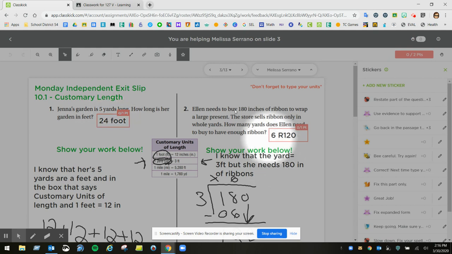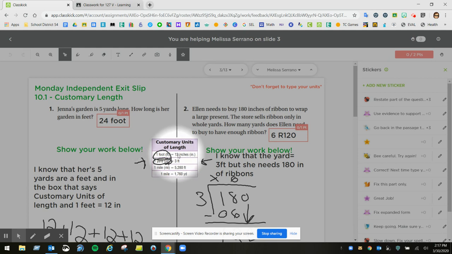Now over here, Ellen needs to buy 180 inches of ribbon to wrap a large present. The store sells ribbon only in whole yards. How many yards does Ellen need to buy to have enough ribbon? Looks like we're going from inches to yards. So we have it in inches. We want to figure out how many yards that is. Well, I see inches, but it doesn't tell me how many yards that is. It looks like I need to go from inches to feet, and then from feet to yards.